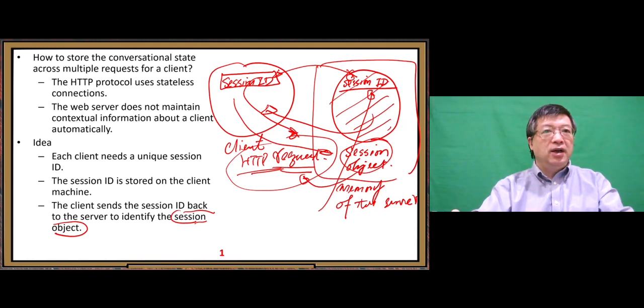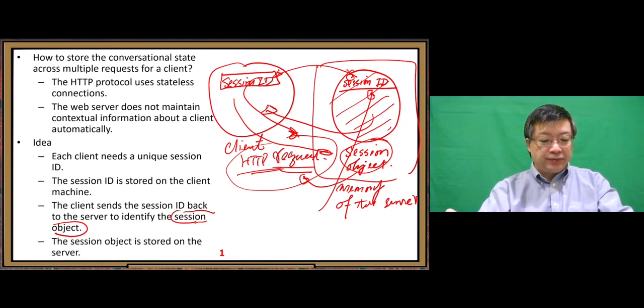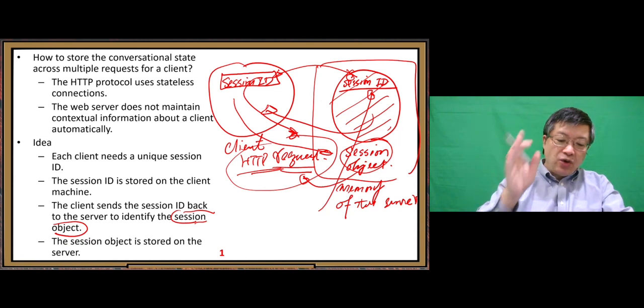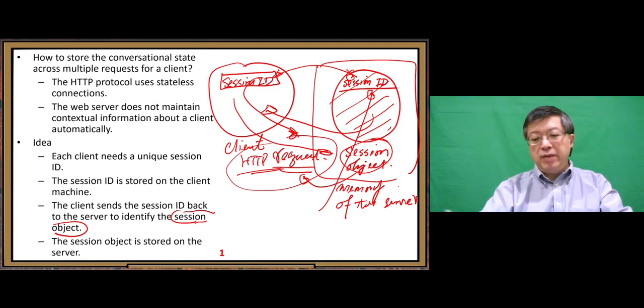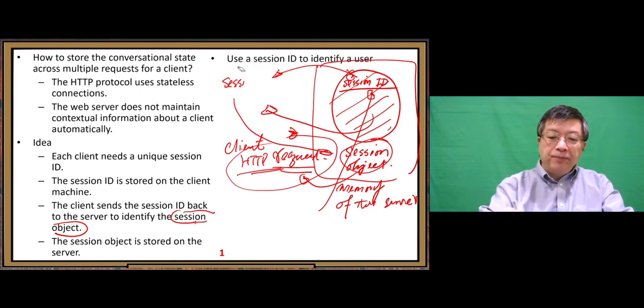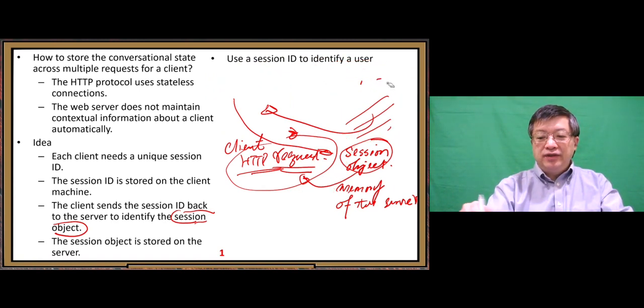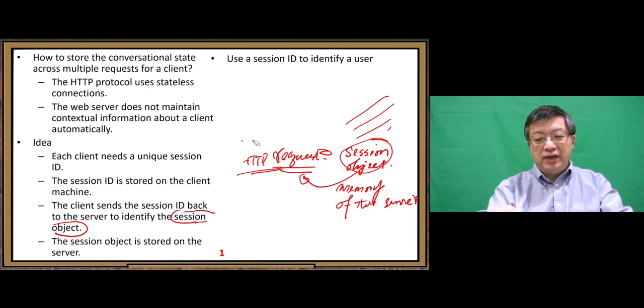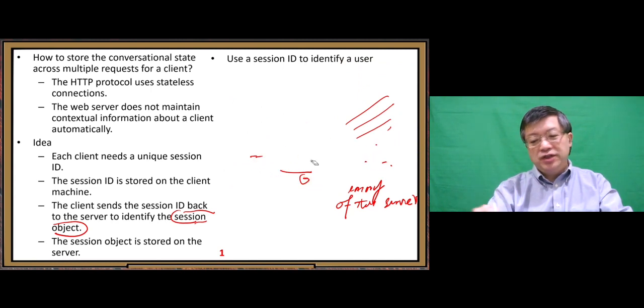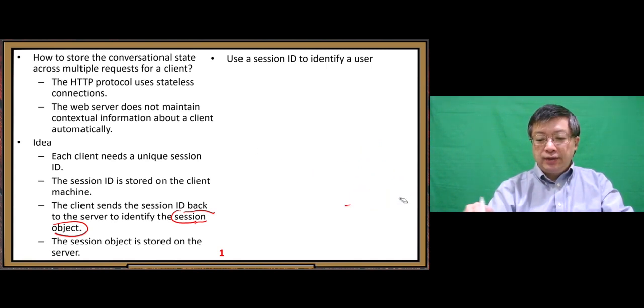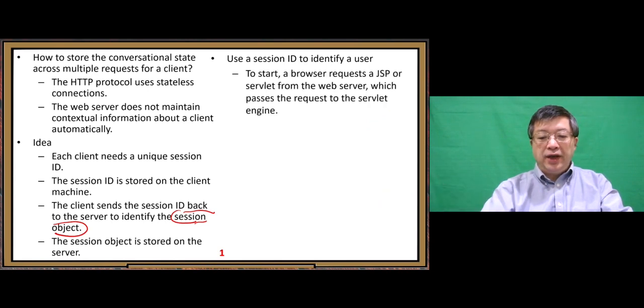All right. Next. The session object is stored on the server, in the main memory of the server. Next, use a session ID to identify a user. From our diagram, you can see how to identify: just compare two copies. If they match, that's the right one.